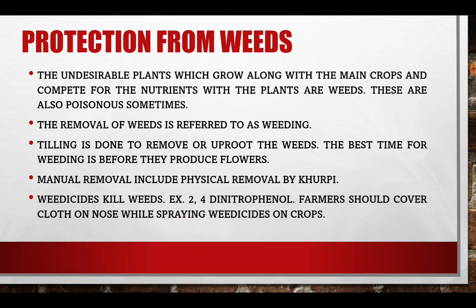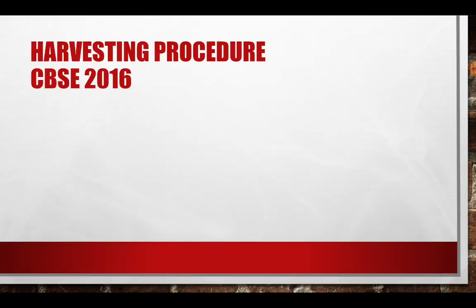Now the chemical substances which are weedicides are also used. These actually kill weeds. The example is 2,4-D or 2,4-dichlorophenoxyacetic acid. The full form of D is dichlorophenoxyacetic acid. Farmers should cover their nose with cloth while spraying weedicides on crops, as it is harmful for both the skin and the respiratory passage. Now let's discuss our next topic, that is the harvesting procedure.